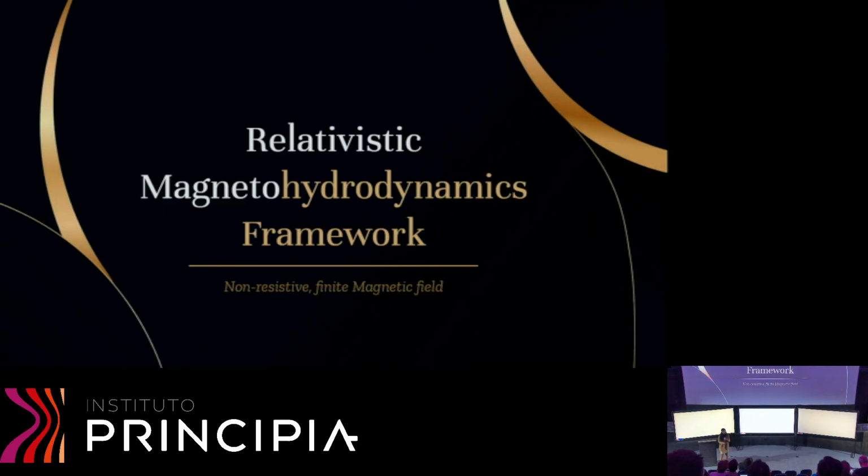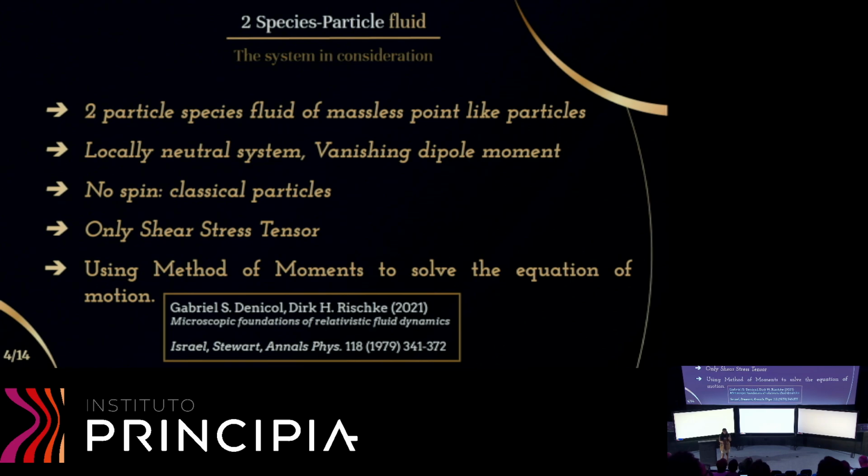So we use the framework of relativistic magnetohydrodynamics to study this specific system. This system consists of a fluid having two particle species, that is, particles having positive charge and negative charge. These particles are massless and point-like. We consider a locally neutral system with vanishing dipole moment, no spin, and we also ignore, just for simplicity, bulk and diffusion, so we only focus on the shear stress tensor. And we'll be using the method of moments to derive the equations of motion.